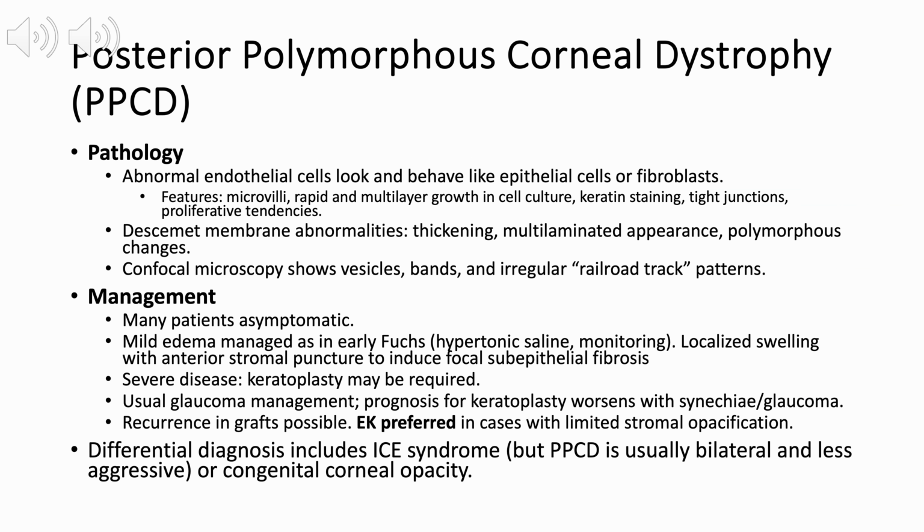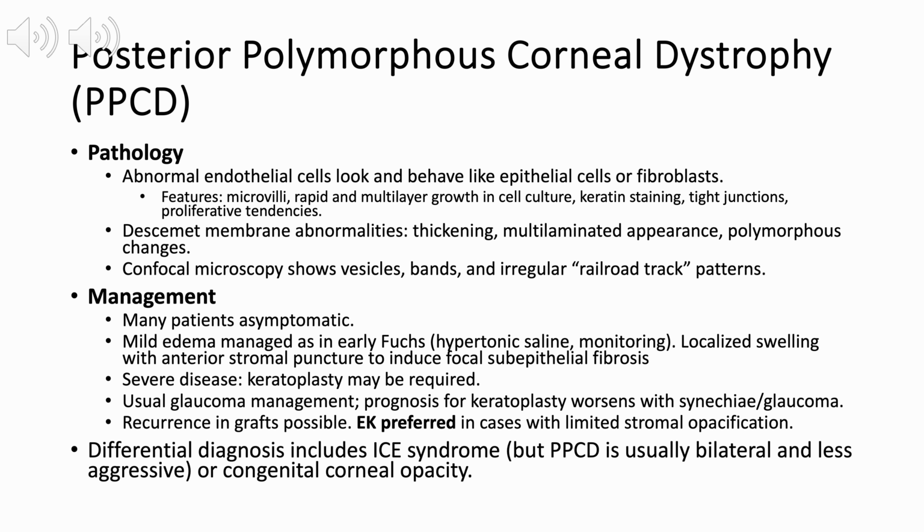The hallmark pathological feature of PPCD is that the endothelial cells look and behave more like epithelial cells or fibroblasts rather than their normal phenotype. This is supported by features such as microvilli, rapid and multi-layer growth in culture, keratin staining, tight junctions, and even proliferative tendencies. The Descemet membrane is also abnormal, often showing thickening, a multilaminated appearance, and polymorphous changes. On confocal microscopy, PPCD presents as vesicles, bands, and irregular railroad track patterns.